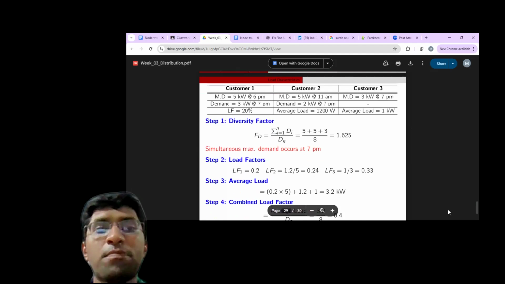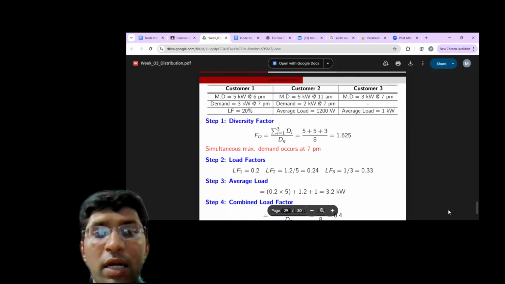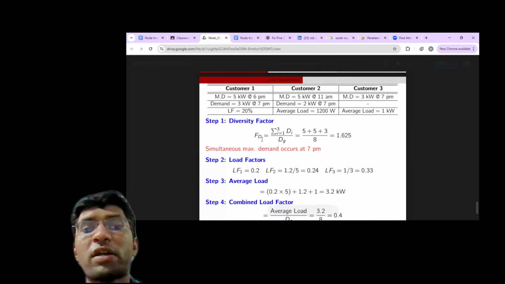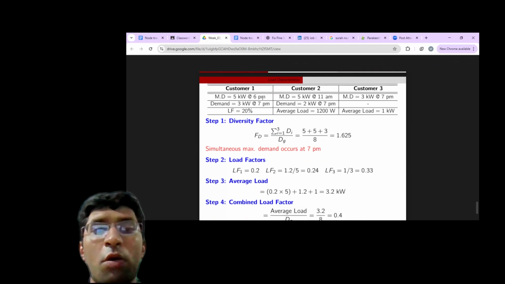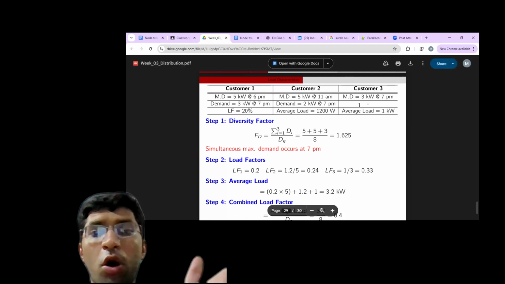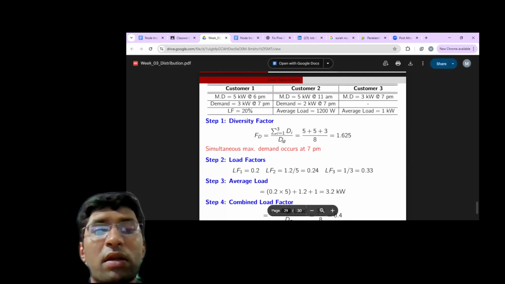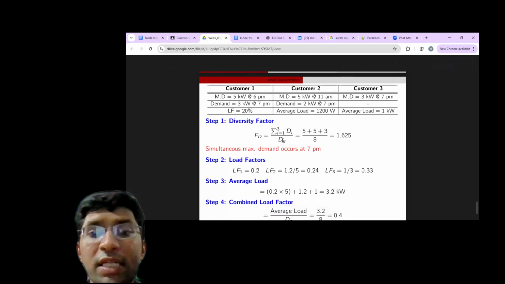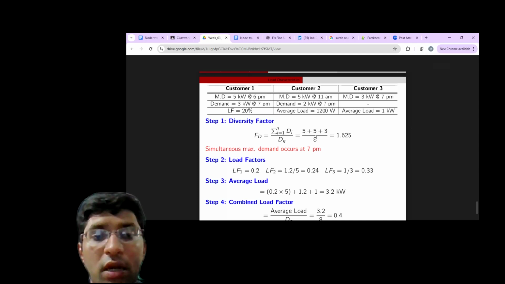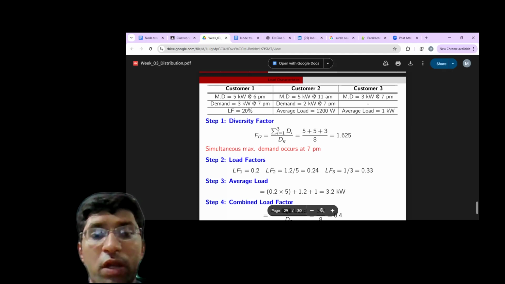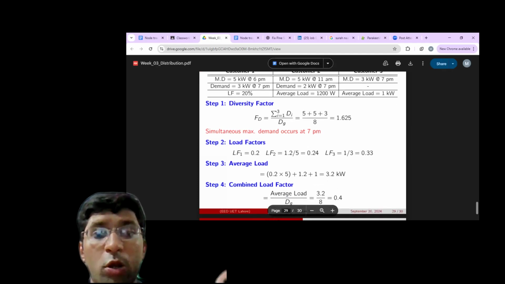Customer 1 has the maximum demand of 5 kilowatt, a demand of 3 kilowatt at 7 p.m., and a load factor equal to 20%. The formula is quite clear. The diversity factor is equal to the sum of all the demands, 5 plus 5 plus 3, of the three customers. You have done this. Next step is demand. What type of demand? This demand you have to figure out, and this is equal to 8. I will tell you, but I don't want to just spoon feed. You have to think about how this 8 has been obtained.